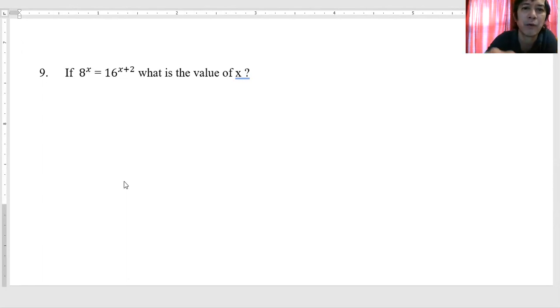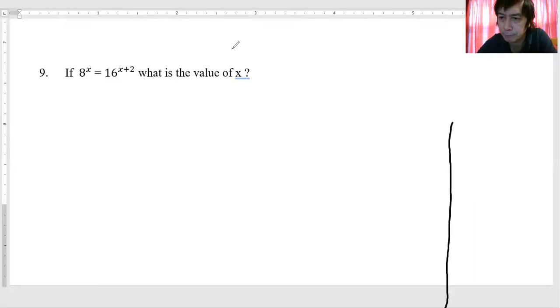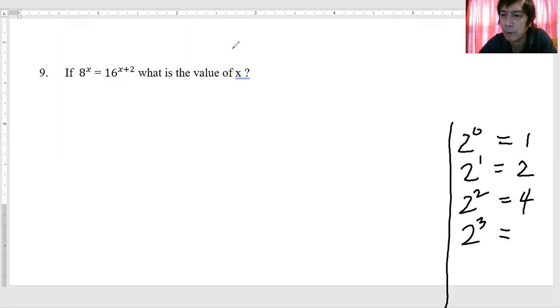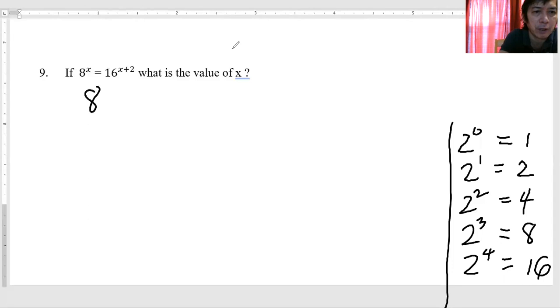Going back to our power of 2 table, 2 to the 0 is 1, 2 to the 1 is 2, 2 to the 2 is 4, 2 to the 3 is 8. We need 16, so 2 to the 4th is 16. So we shall now replace the 8 and the 16 using powers of 2 equivalent. So 8 is 2 to the 3. Let's start from the given: 8 to the x is equal to 16 raised to x plus 2.